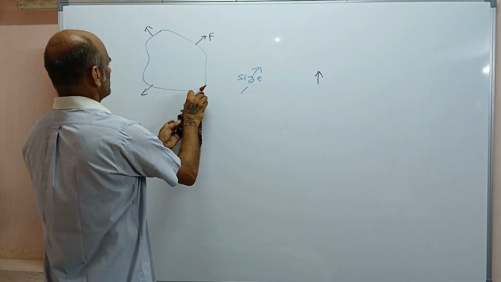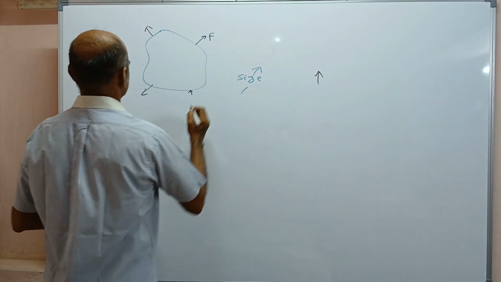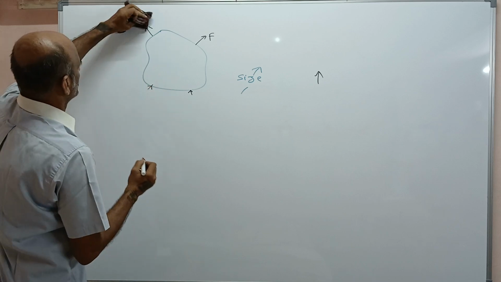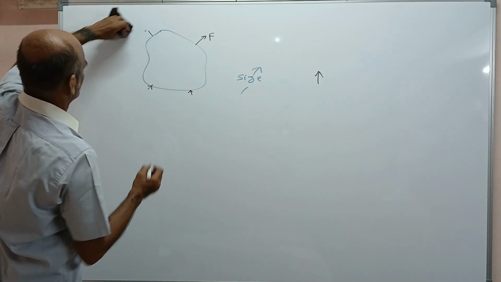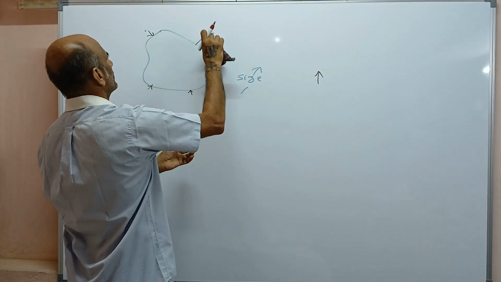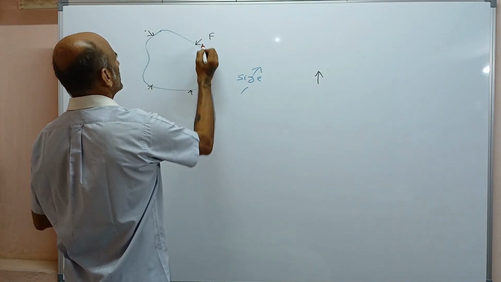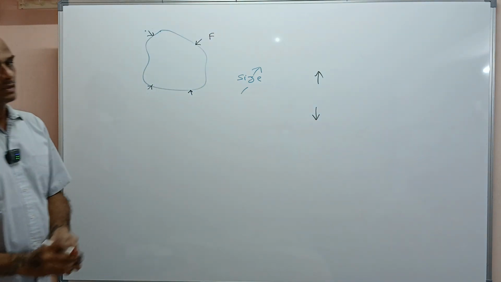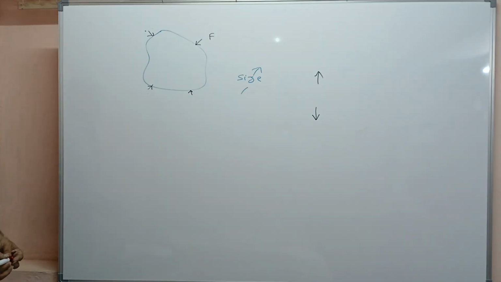So compressive force means I have to reverse the direction. I have to apply force like this towards the object. So then the size will decrease. There is one more way I can change the size of the object. That's by heating the object.